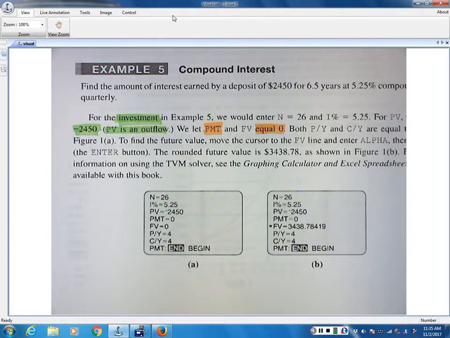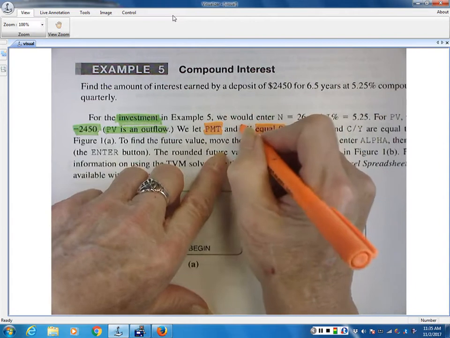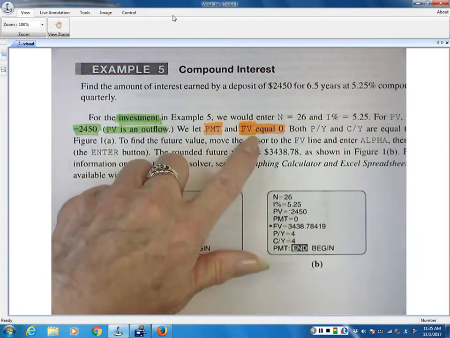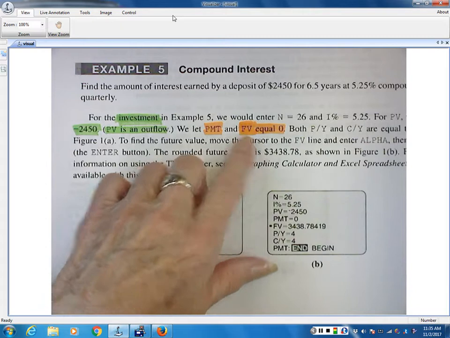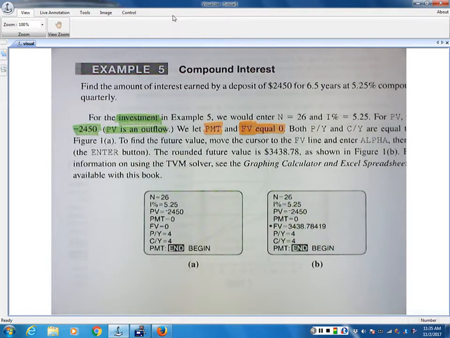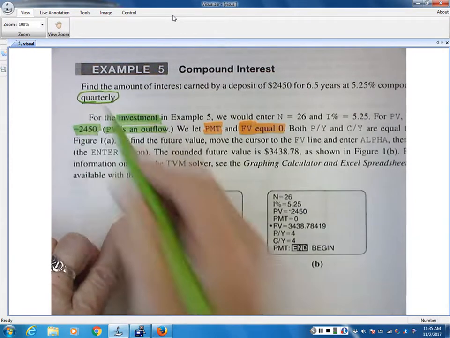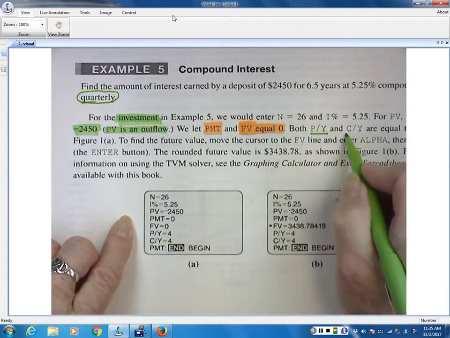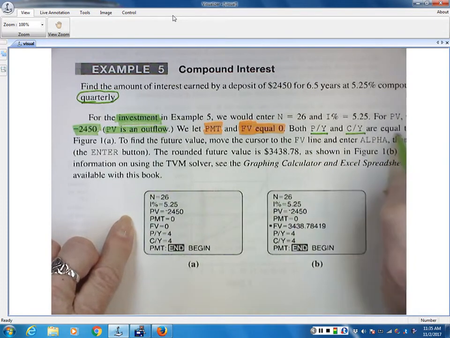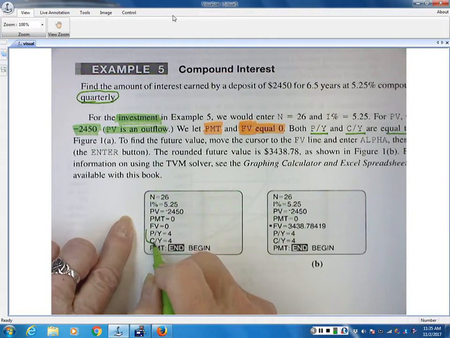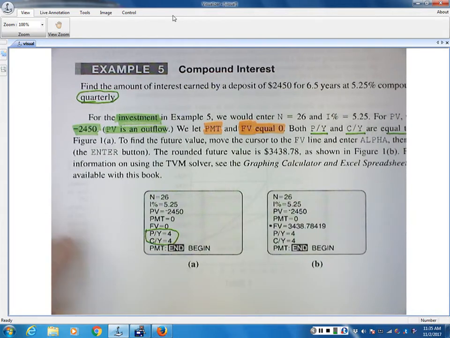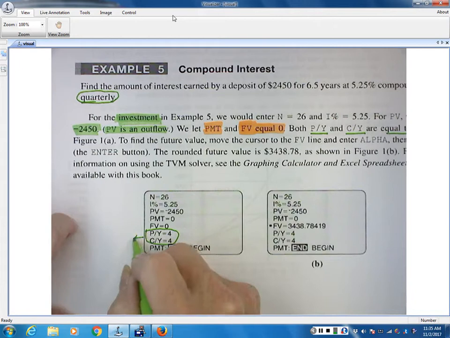Now the future value is going to be set equal to 0 also, even though we know that's not actually what it's going to be. We're going to set it equal to 0 because we're going to need to solve for that. You have to leave the cursor on the one you want to solve. And in this particular problem, by looking at your compounded quarterly, that tells you payments per year and compoundings per year are both equal to 4. That's why you have that. It's because you're quarterly.